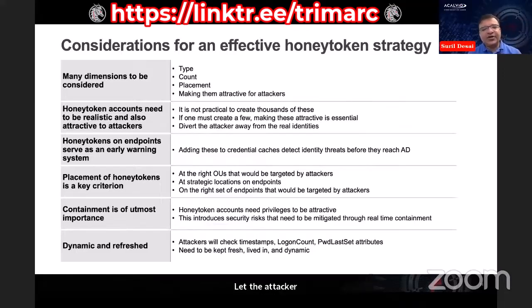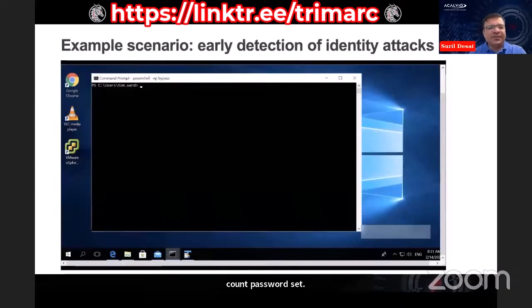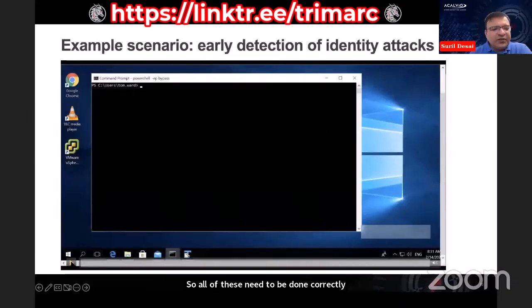That's very important. They also need to be dynamic and refreshed. For example, attackers will check things like timestamps, logon count, password last set. All of these need to be done correctly for an effective strategy. So let's see a quick video of this solution in action.